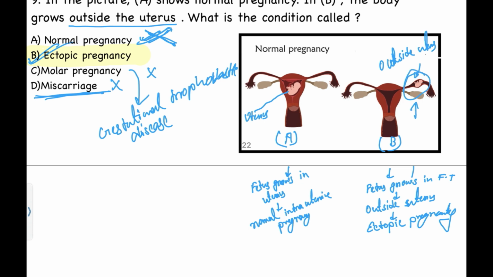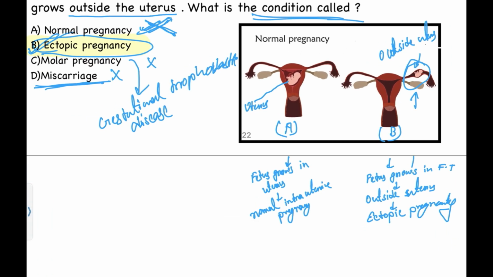Pregnancy is visible by looking at this B picture. That's why the condition in this question is called ectopic pregnancy. As fetus is growing in fallopian tube, outside the uterus, the situation is called ectopic pregnancy. When fetus is outside the uterus, we call it ectopic pregnancy, not intrauterine pregnancy.